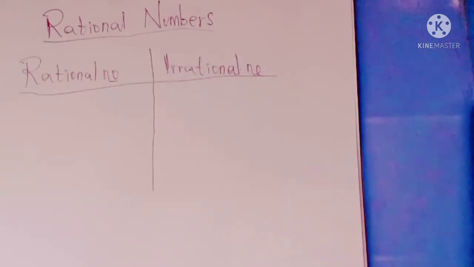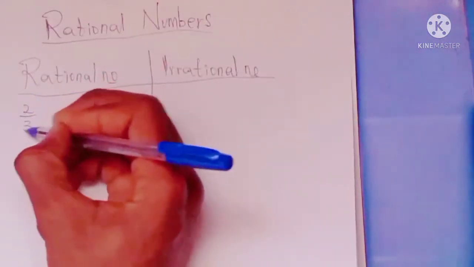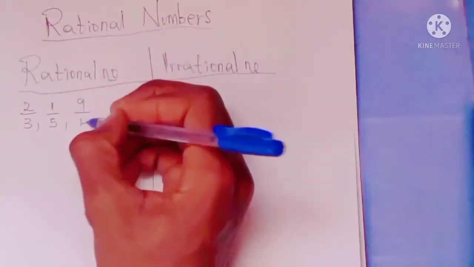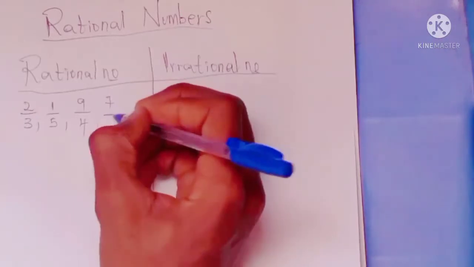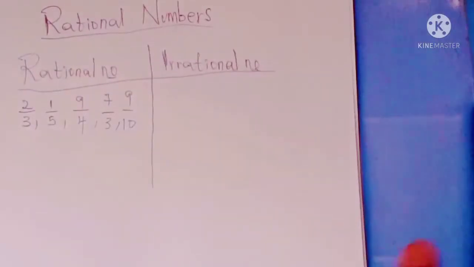2 over 0, 5 over 0, 3 over 0, 10 over 0, 11 over 0, 900 over 0. These kinds of fractions will never work under rational numbers. But any other kind of fraction is good to go to be your rational number. Let me give examples of fractions, like 2 over 3, 1 over 5, 9 over 4, 7 over 3, 9 over 10. These are good examples of rational numbers.